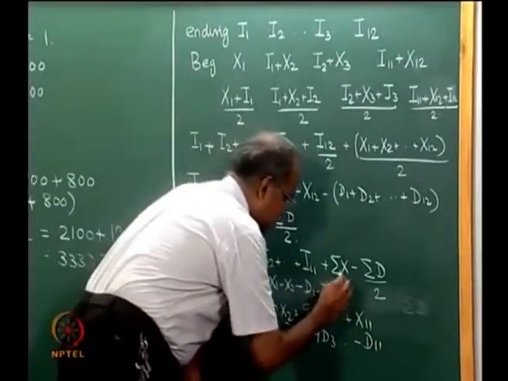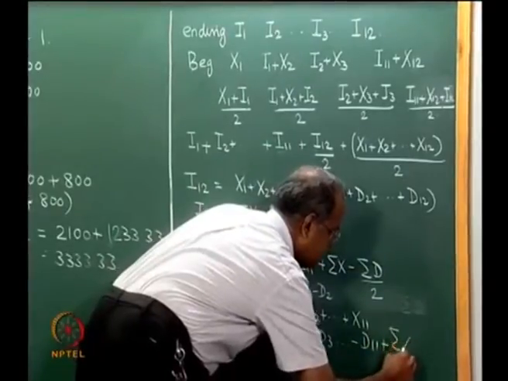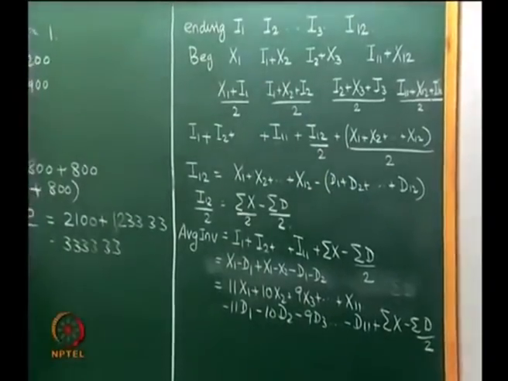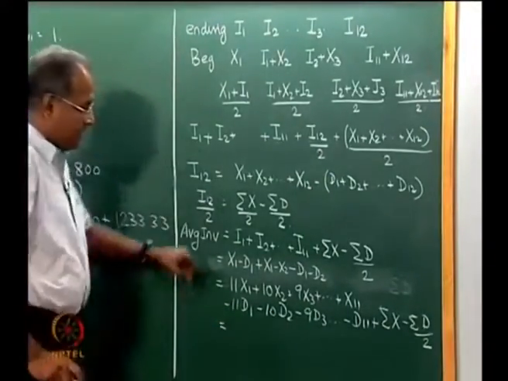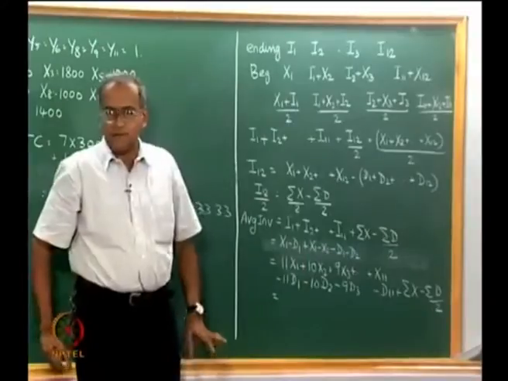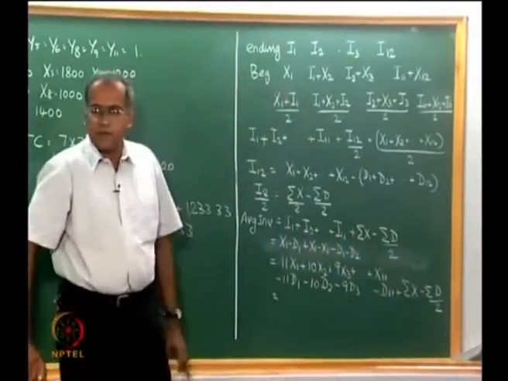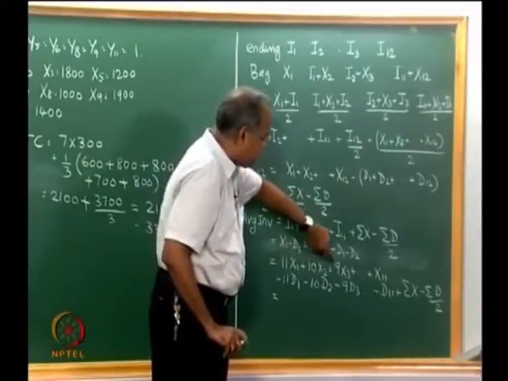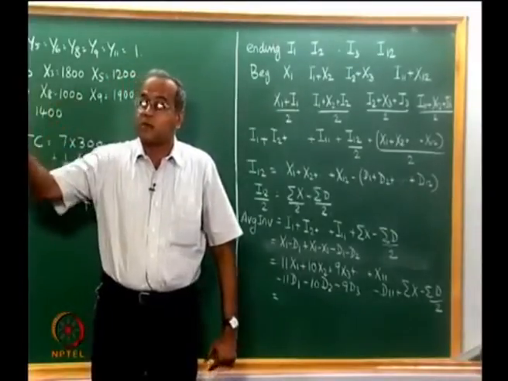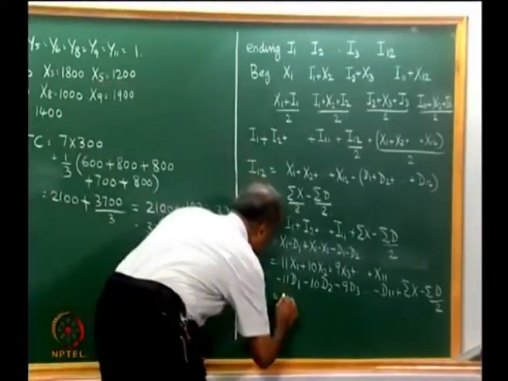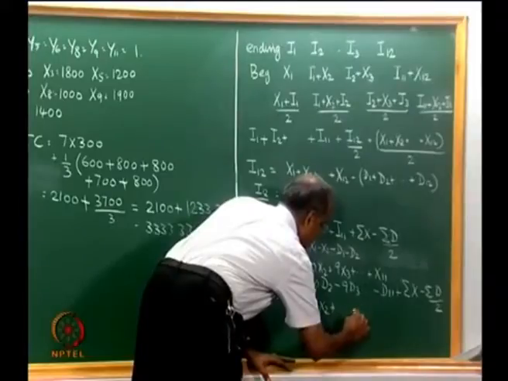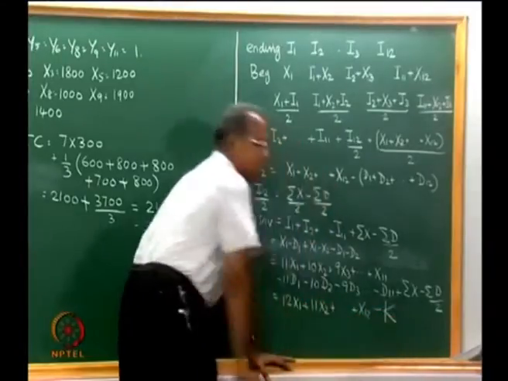Once again this term will repeat, so plus sigma x minus sigma d divided by 2. Now as far as we are concerned, minus 11d1 minus 10d2 minus 9d3 up to minus d11 is a constant. This is also a constant. So this is 11x1 plus 10x2 plus 9x3 up to x11. Sigma x is x1 plus x2 plus x3 up to x12. So when we add it, we get 12x1 plus 11x2 and so on, plus x12, minus a big constant k.